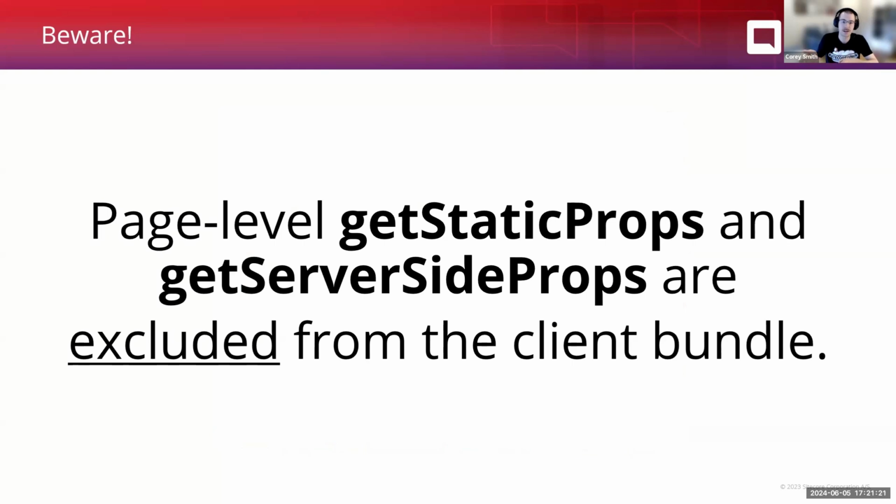In a vanilla Next.js application, the page level getStaticProps and getServerSideProps are excluded from the client bundle. And that makes sense, right? This is code that's only going to execute on the server. There's no reason to ship that up to the browser. Vercel in their documentation even says, because of that, you can put connection strings in these functions. You can put API secrets, anything, that's fine. It's your server code. It's not going to go to the browser.